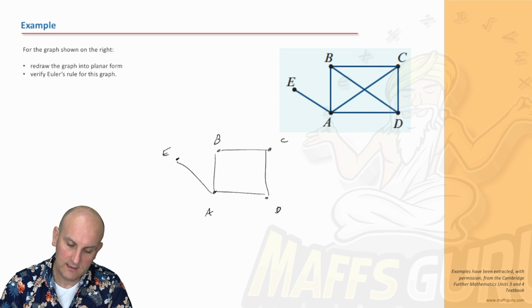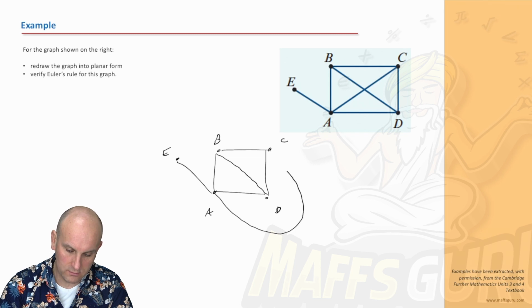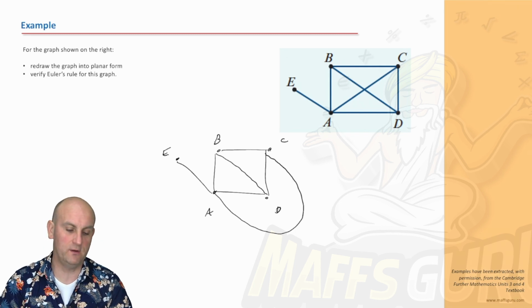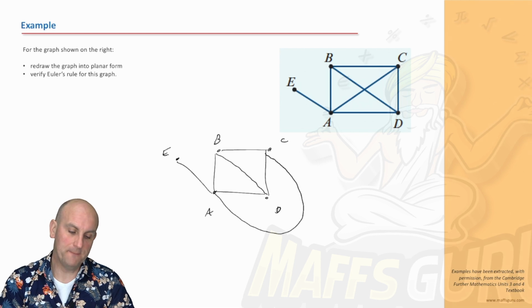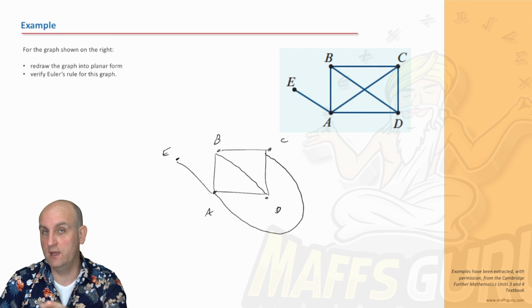I'm going to keep B to D, and I'm going to drag that connection from A to C over there. Ka-ching! Thank you very much. Now, remember, if it's planar, which that seems to be, we should be able to verify it using Euler's law.